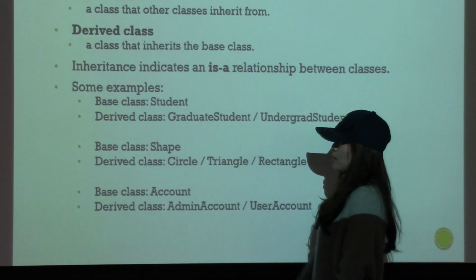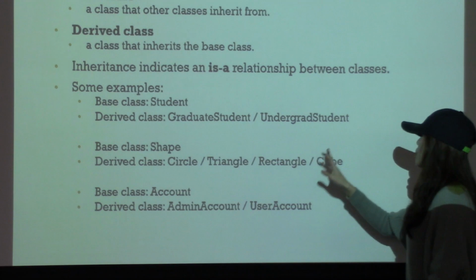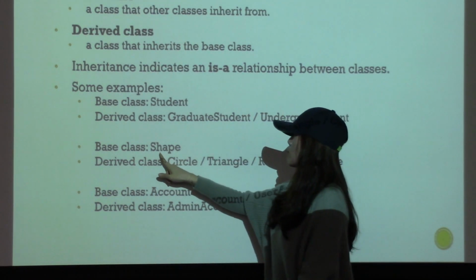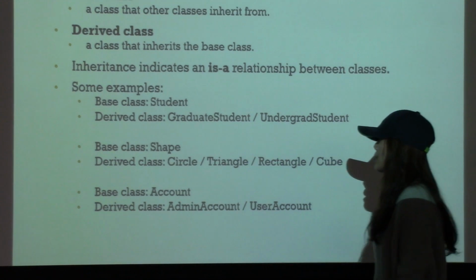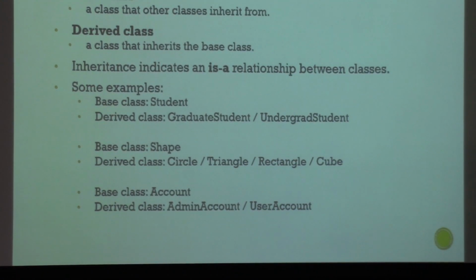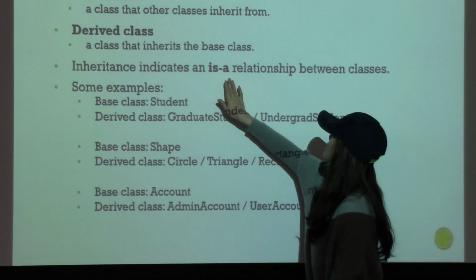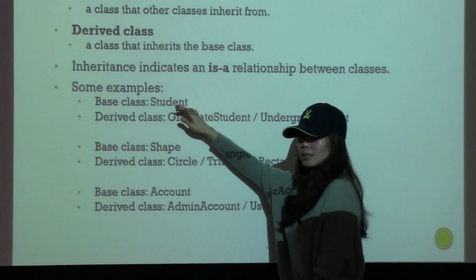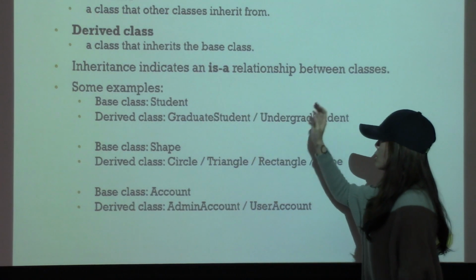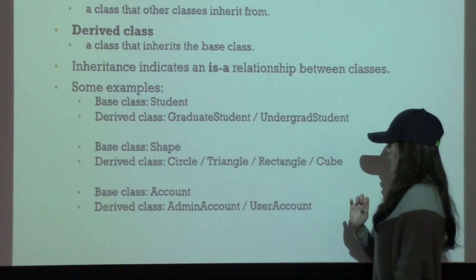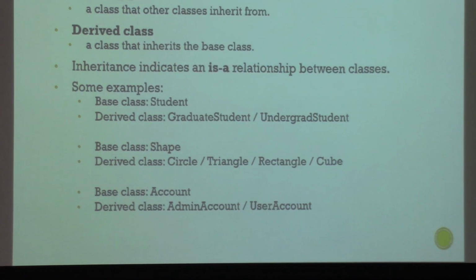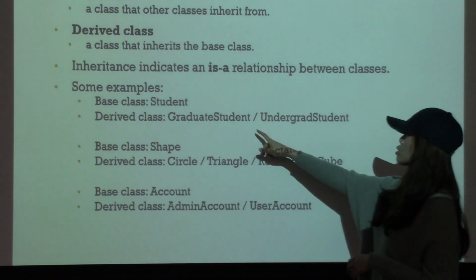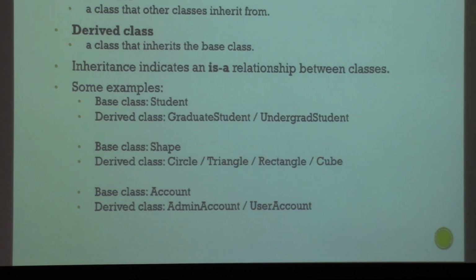Similarly, if you have a class Shape, I have a circle, triangle, rectangle, cube, and they can all derive from the same class Shape. Admin account and user account can both derive from the same base class Account. Why do I give those examples? Because they all have what we call the "is-a" relationship. Grad student is a student. Undergrad student is also a student. Triangle is a shape. Cube is a shape. User account is an account. Admin account is an account. Just because there is this is-a relationship, I don't have to write from scratch for my grad student, undergrad student, admin account, and user account. I can have a base class.